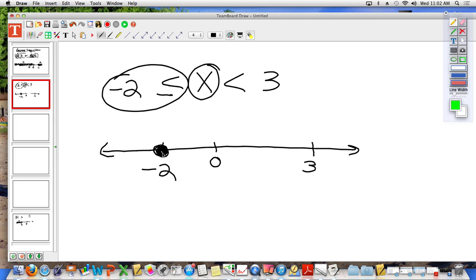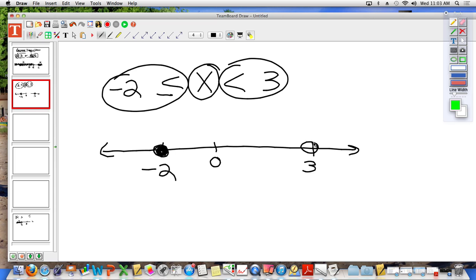And then if you look at the 3 part of it, that goes with the symbol less than. X is less than 3. So I'm going to go to the 3. I'm going to put an open circle. I'm not going to color it in because it's not less than or equal to.